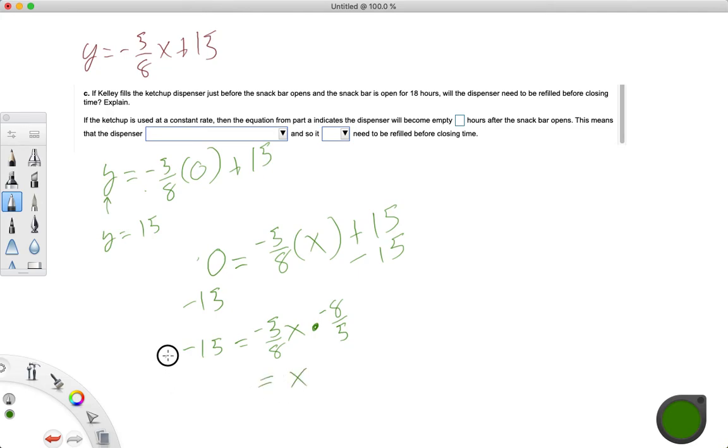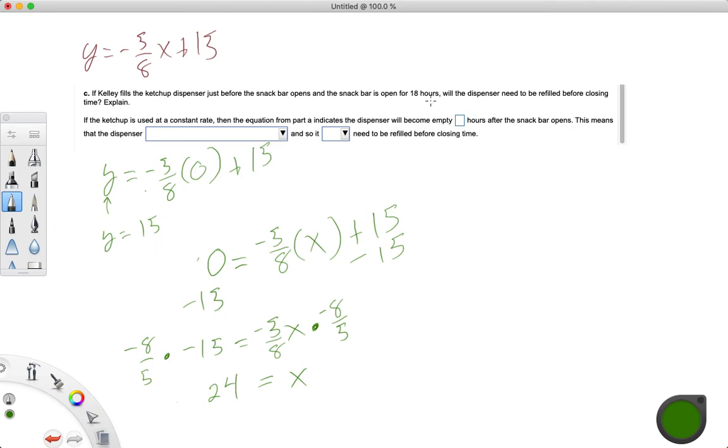I'm going to multiply this side by the same thing, negative 8/5. Negative 8 times 15, I could do that. I don't want to though. So I'm going to divide by 5 first. So negative 15 divided by 5 gives me negative 3. Negative 3 times negative 8 is 24. So it won't be empty until 24 hours have passed.